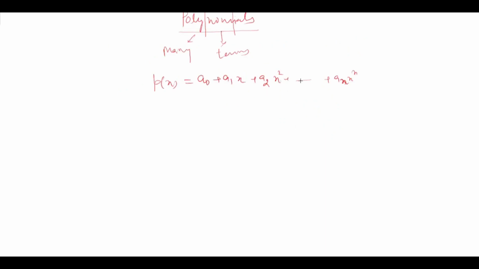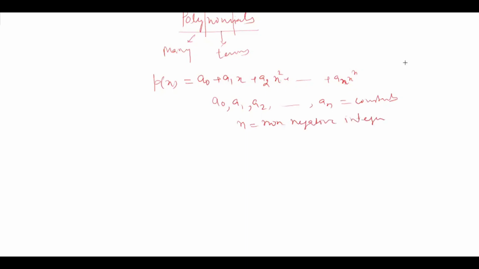So there are many terms there. Let me first write everything down. This is a0, a1, a2. This is a symbol which we are introducing for the constants. These are constants, and as we can understand, x is a variable. And n, in this expression, is what we call a non-negative integer. Only if it is a non-negative integer will it be a polynomial.